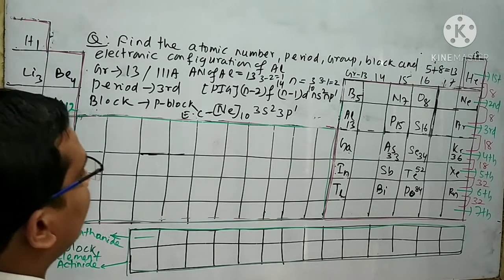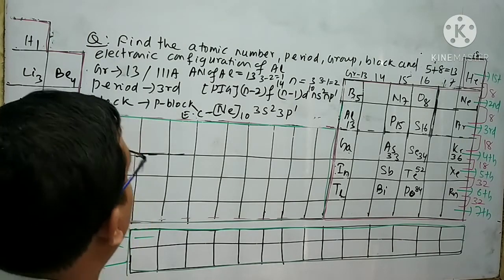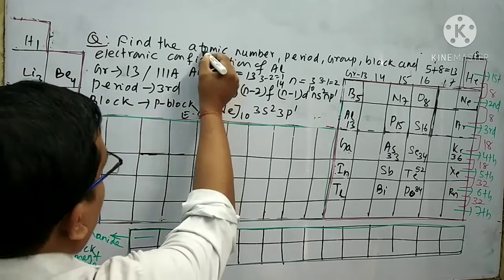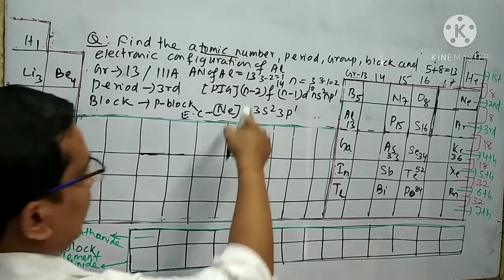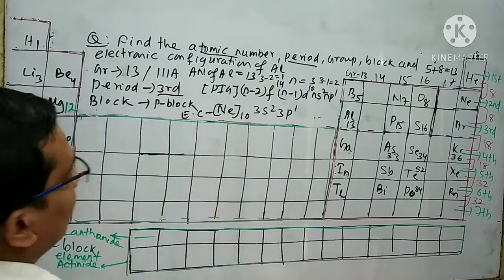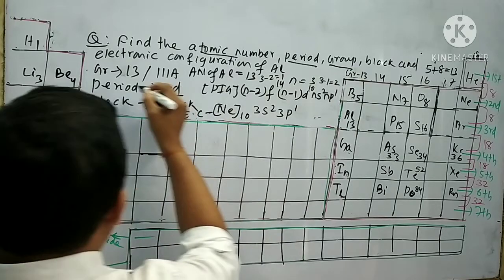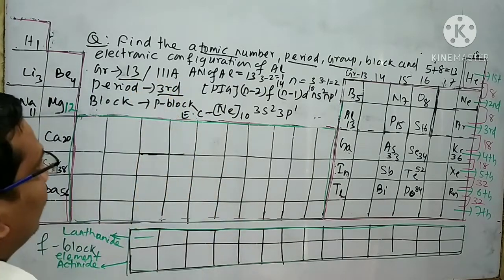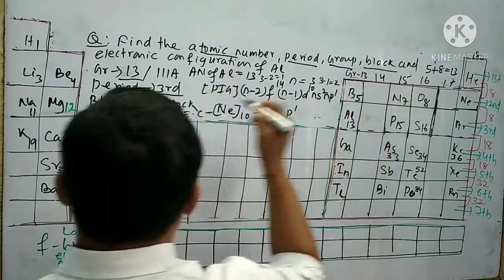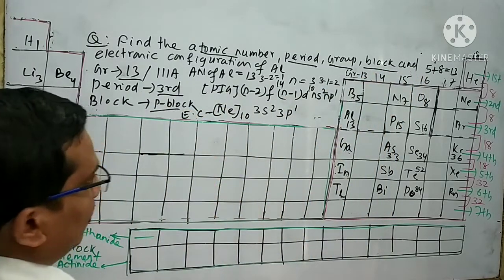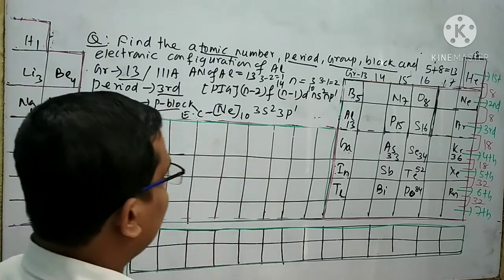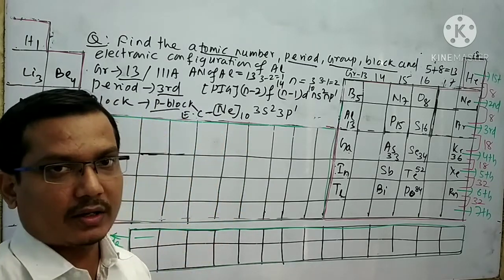Our question: find the atomic number, period, group, block and electronic configuration of aluminium. The atomic number of aluminium is 13. Aluminium belongs to the third period. Aluminium belongs to group 13, that is IIIA. Aluminium belongs to the P block. The electronic configuration of aluminium is neon 10 3s2 3p1.